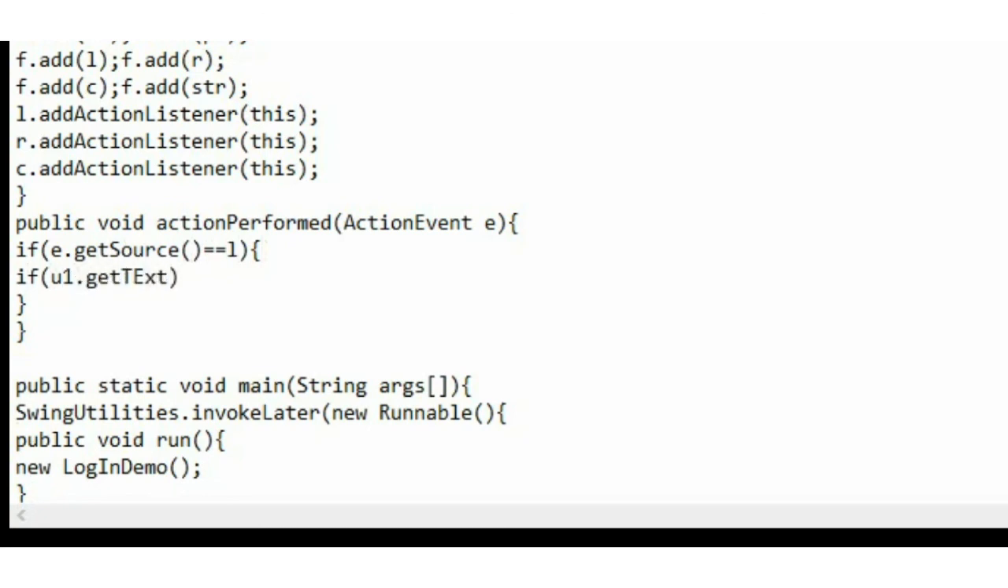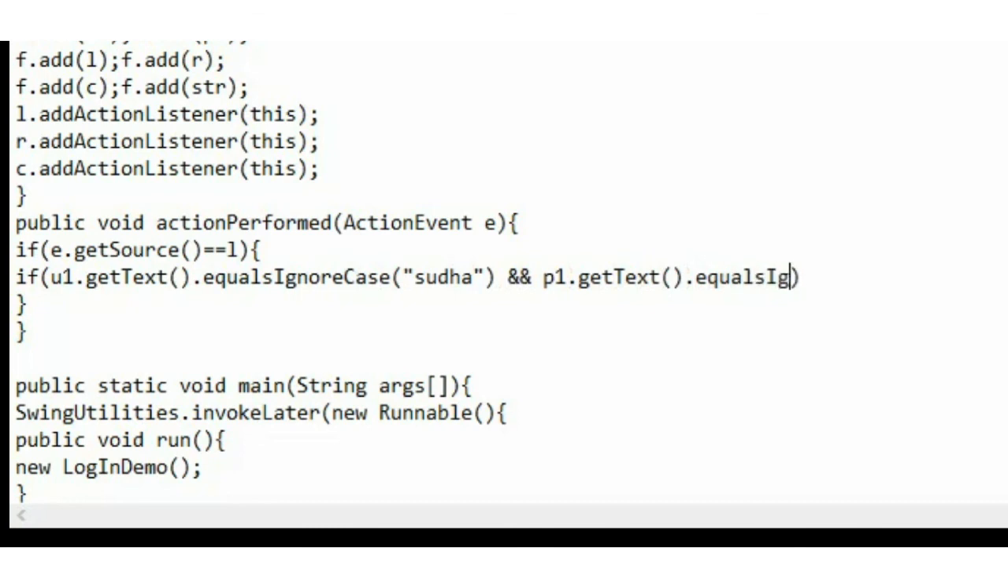Whenever the user clicks on the login button, check the username and the password. If the username and password are the same as what I am typing now, then I will show a dialog which reads login successful. Else it will say wrong credentials, try again. To extract the text, I'm using a method. u1 is the text field of the username, so u1.getText will extract the text typed by the user in the text field.